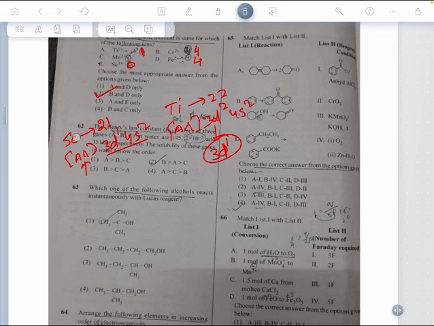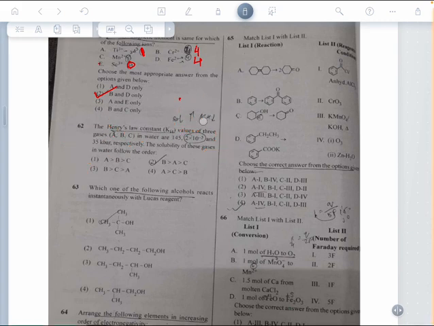Now Henry constant value of three gases A, B and C. Henry constant value is given. Solubility. See, KH is inversely proportional to solubility. KH is inversely proportional to solubility at constant pressure. So KH value is high, that means solubility is less.